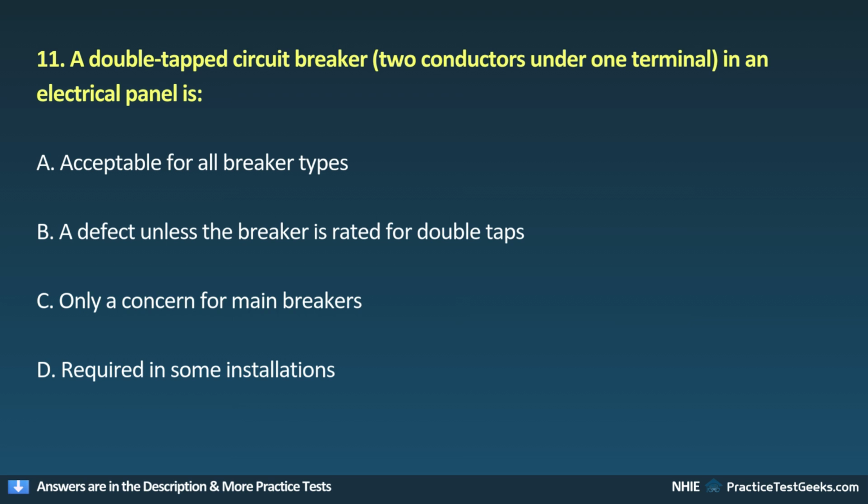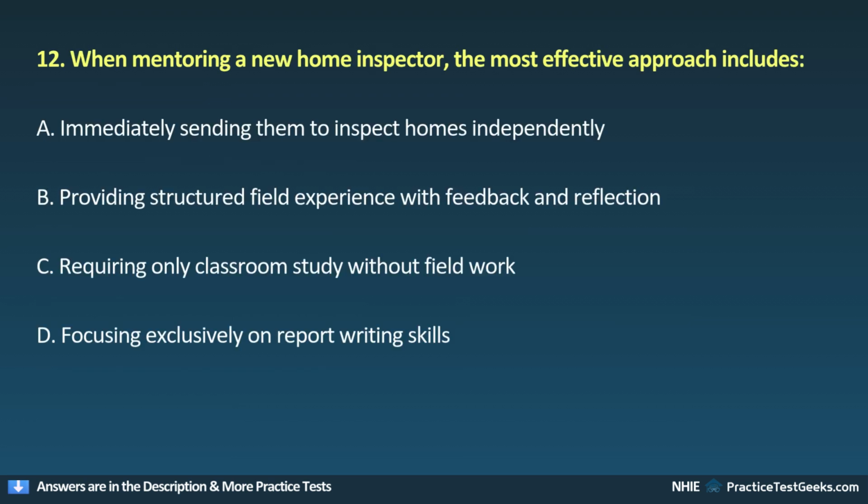11. A double-tapped circuit breaker, two conductors under one terminal in an electrical panel, is A. Acceptable for all breaker types, B. A defect unless the breaker is rated for double taps, C. Only a concern for main breakers, D. Required in some installations.